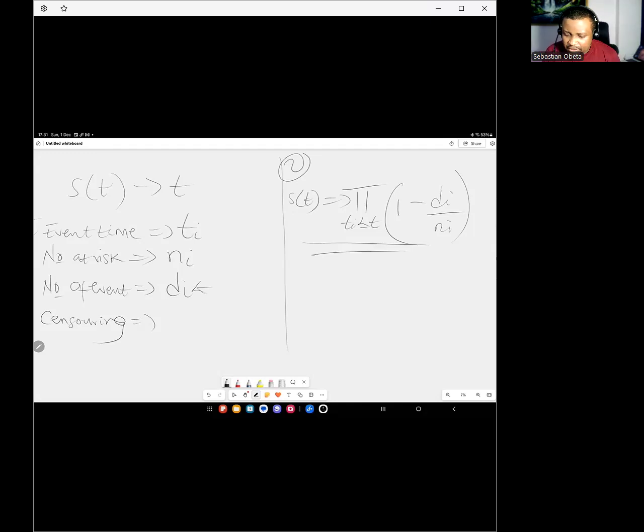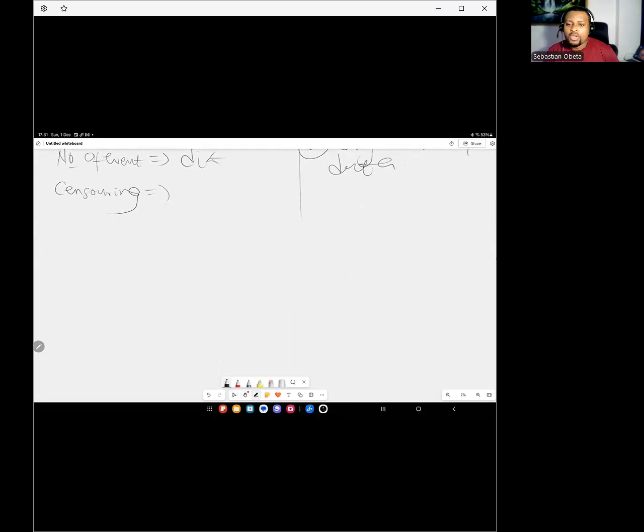Now, step 3 is to organize your data. To perform KM analysis, you need to organize your data as follows. 1 is the event time: list all the distinct times at which events occur. 2 is the number at risk: here you count the individuals at risk just before that time. 3 is the number of events, that is the D: you count the number of events occurring at each time.